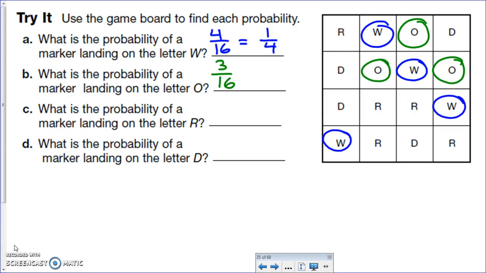C asks, what is the probability of a marker landing on the letter R? So we're going to take a different color and we're going to circle all the R's. As we can see, there are 5 R's on here, so the probability of landing on an R is 5/16, which again cannot simplify.